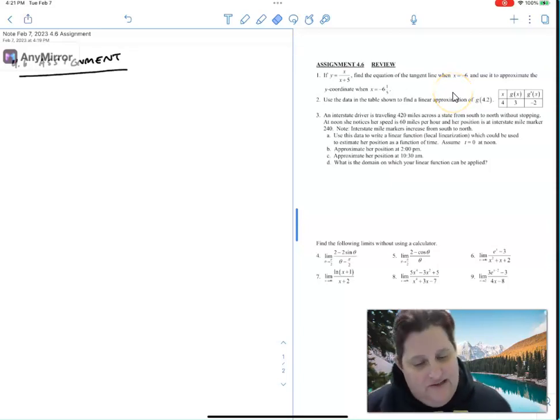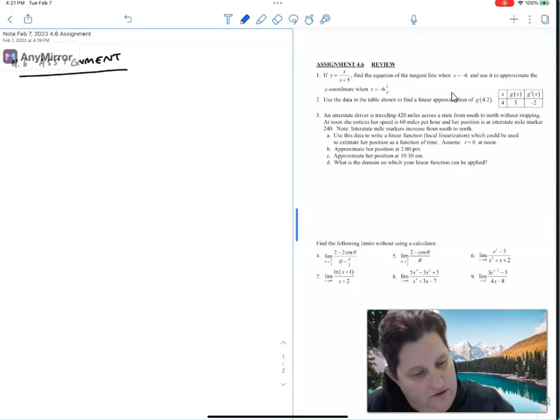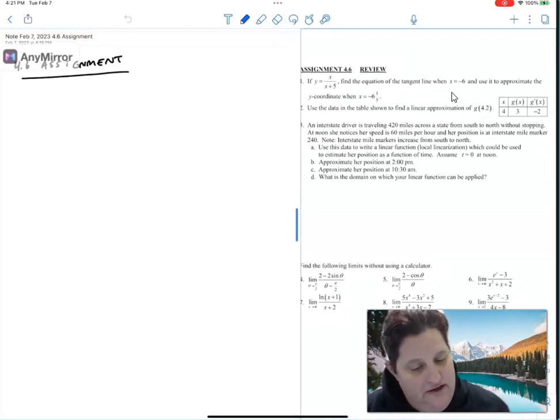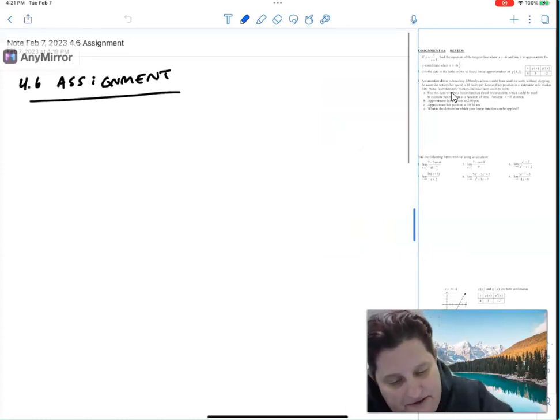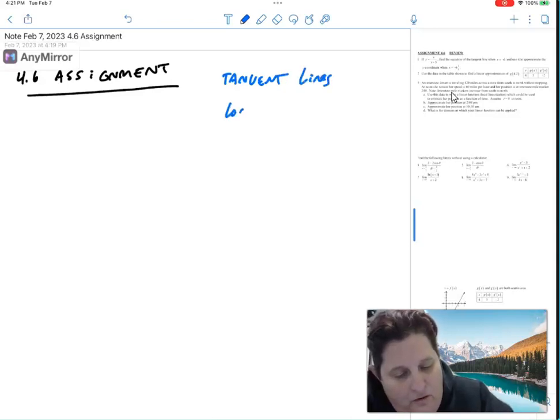Let's review for this test, guys. Listen, one of the first things that we talked about in this chapter was tangent lines, and anytime you see the words "approximating with a tangent line," sometimes we call this local linearization.